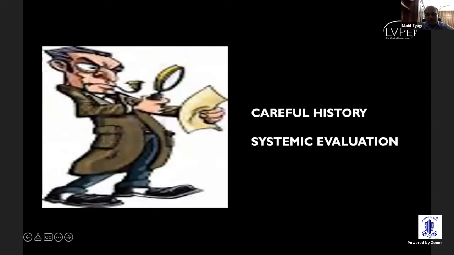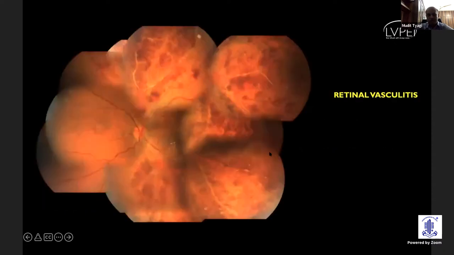What's important for us as ophthalmologists is to take a careful history of the patient and a complete systemic evaluation, not just an ophthalmic evaluation. So when I said that there will be a peripheral ischemia, what would be the causes for this ischemia? And that will be a retinal vasculitis.